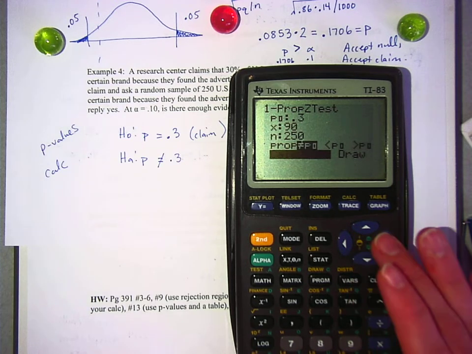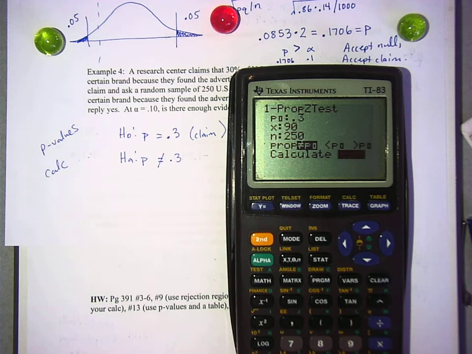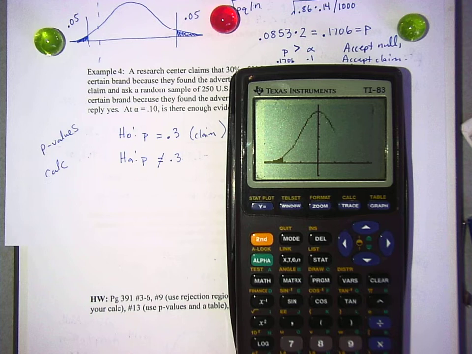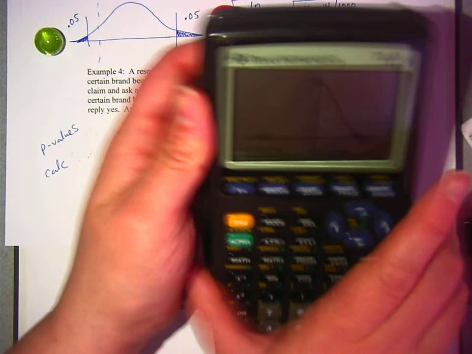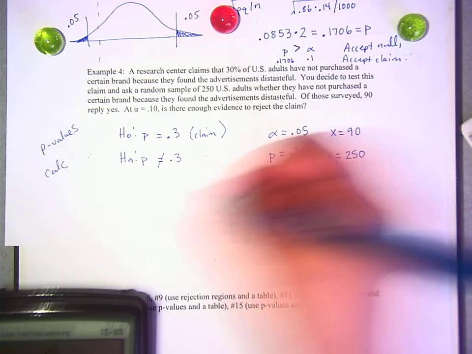All right, now we're going to go to draw. Okay, so what do we care about on the bottom, Megan? Do we care about the z-score this time or the p-value? The p-value. Yeah, we're doing p-values this time, right, with calculators? Yeah. So it says that our p-value is 0.0384.